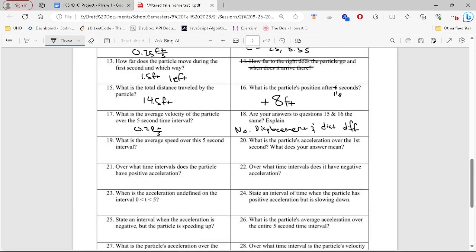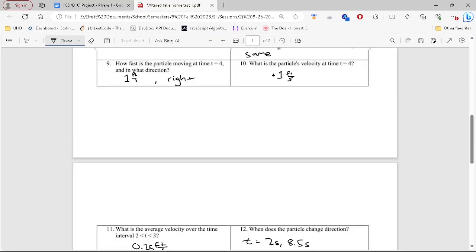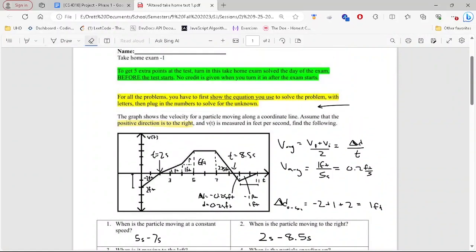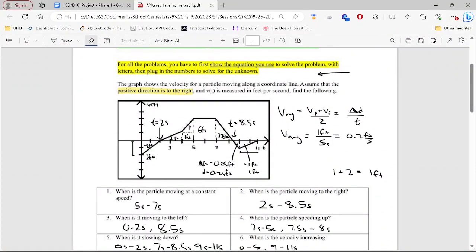What is the average speed over this 5-second interval? We have our average speed. Right there. Okay, so the average speed in this case, speed average is going to be equal to speed final plus speed initial divided by 2, which is also equal to the total distance covered over time.